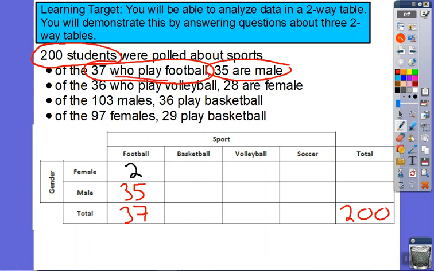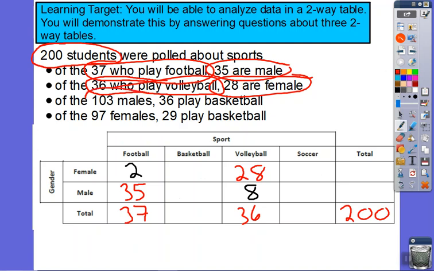Okay, of the 36 who play volleyball, so that's just total. So bottom of volleyball, total 36. 28 of those are female. So up here where volleyball and female meet, I'm going to put my 28. And then I can subtract 36 total, take away those 28 is going to leave 8 males that like volleyball.